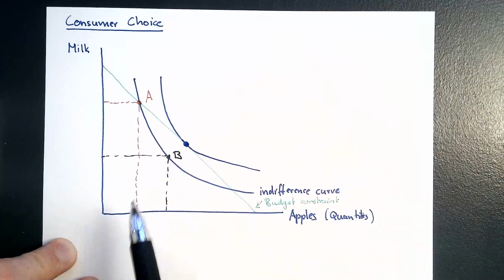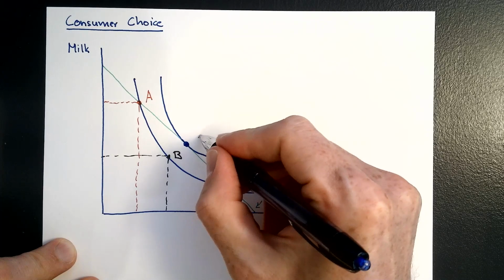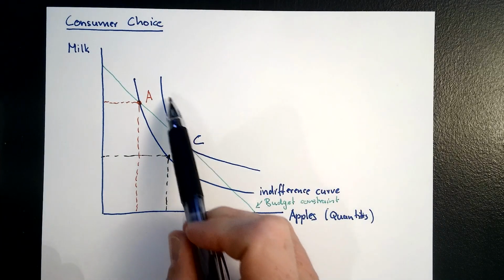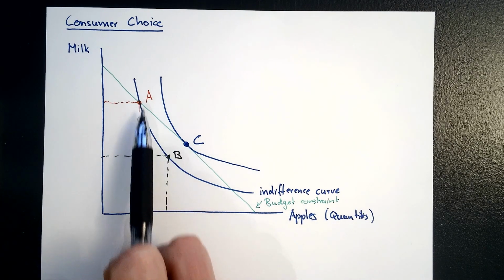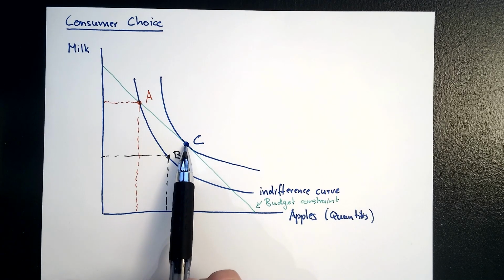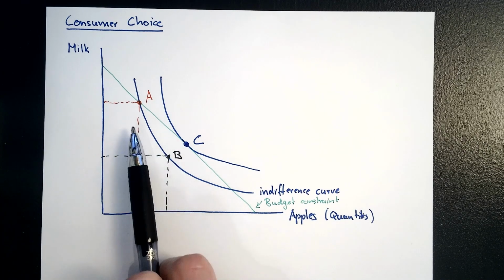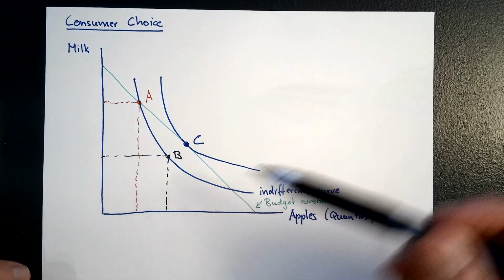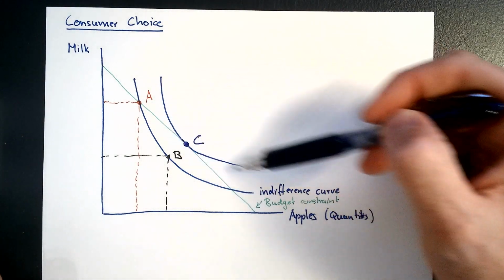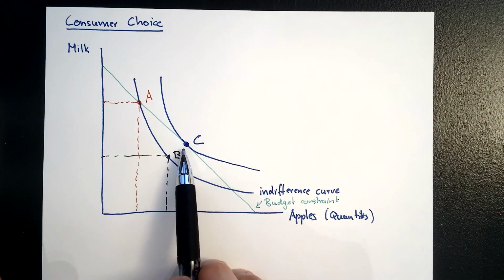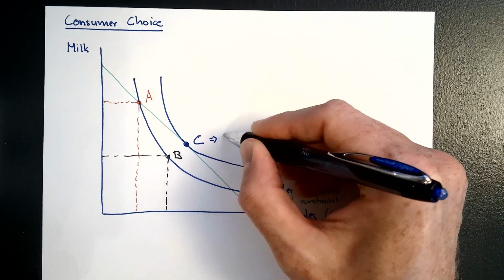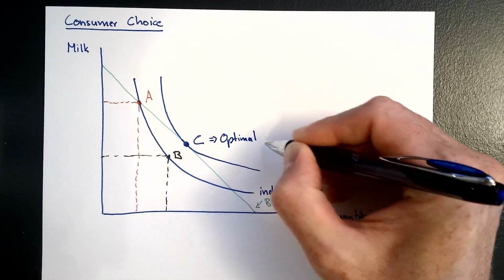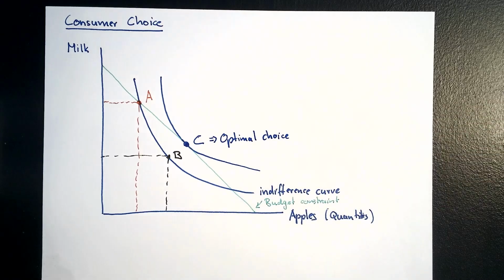Suppose the consumer picks bundle C. Now here, bundle C is as expensive as bundle A, but the consumer is happier at bundle C because bundle C is on a higher level of utility than bundle A. Okay. At the point where the indifference curve is tangent to the budget constraint is our optimal choice. This is where the consumer maximizes their utility. Okay.